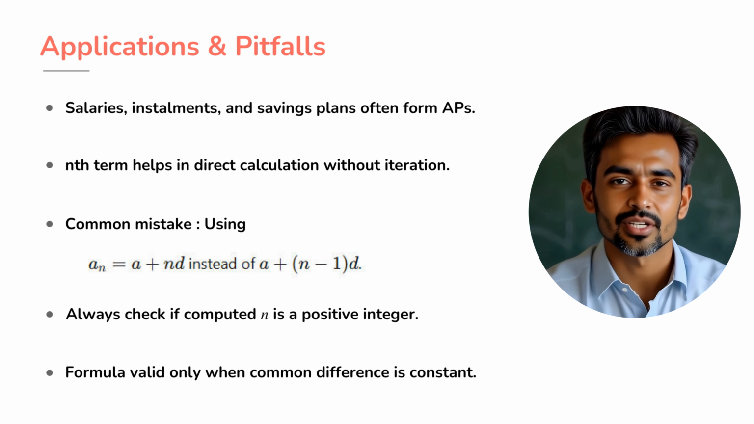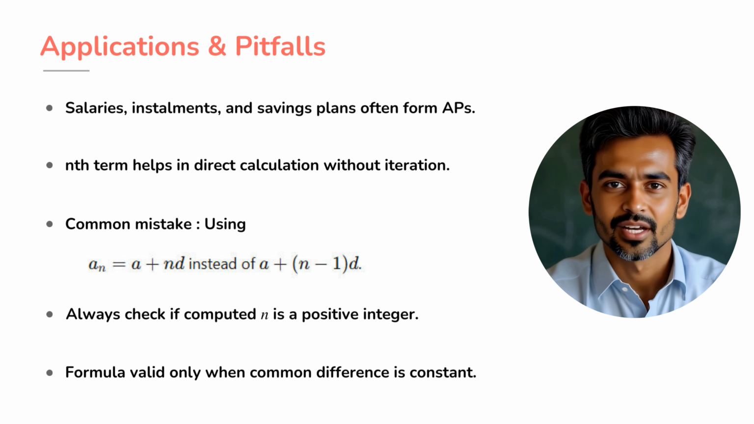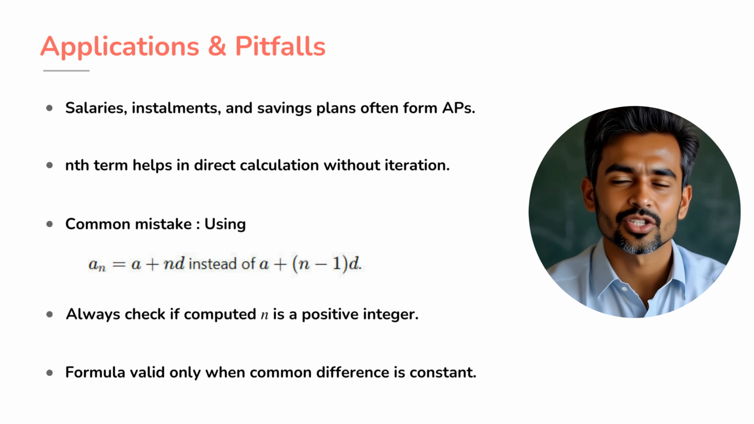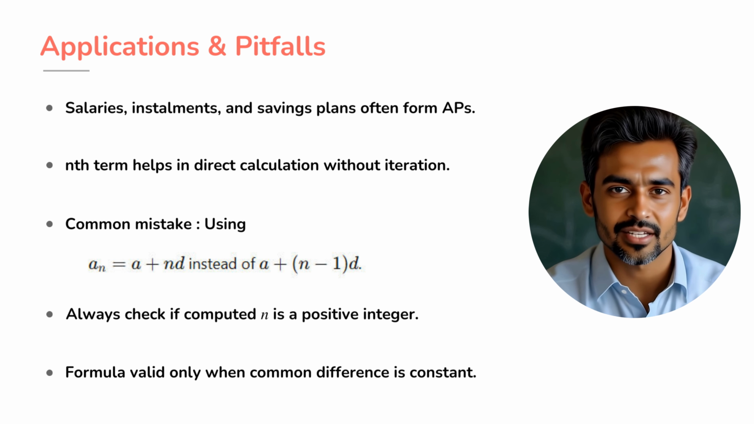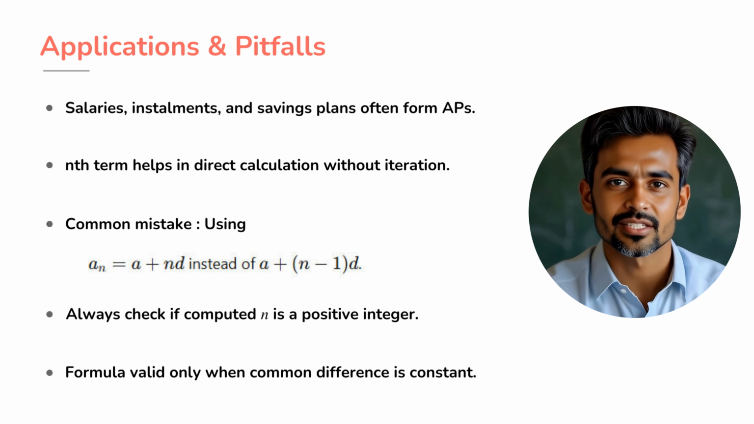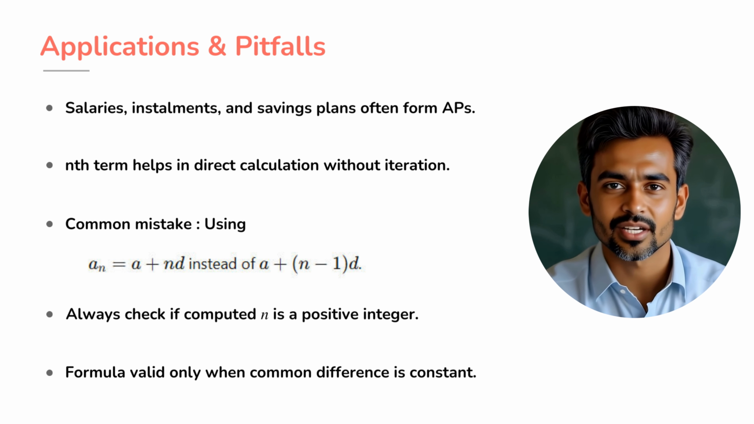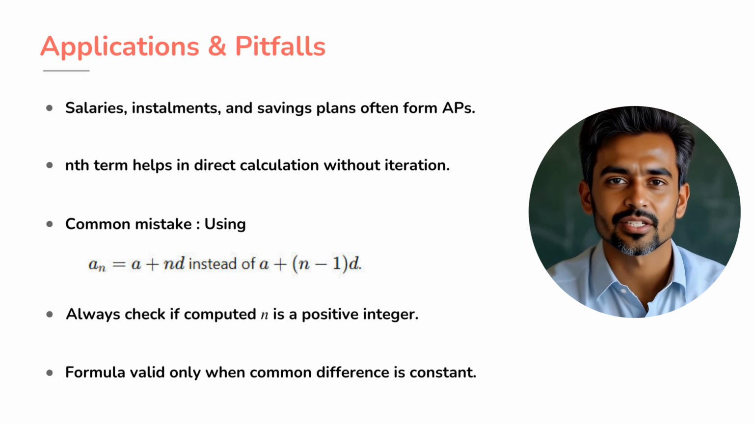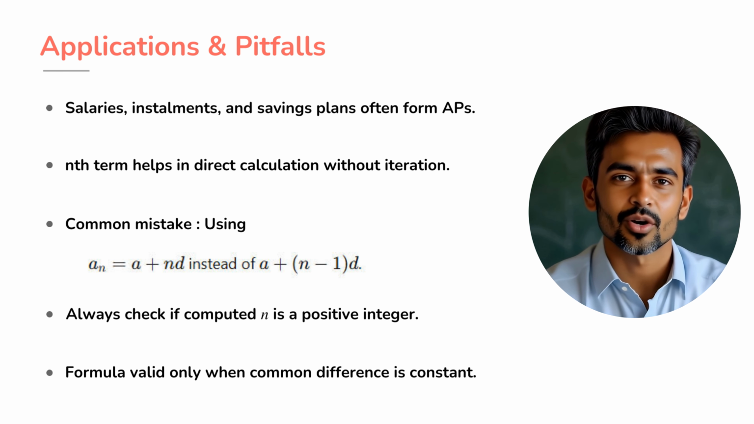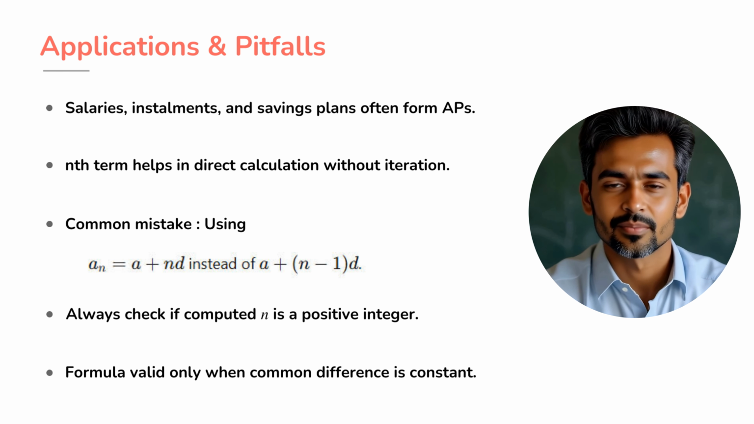Another mistake is forgetting to check whether the value of n comes out as a positive integer. If it doesn't, then that term does not exist in the sequence. And remember, this formula only works if the common difference is truly constant throughout the sequence.